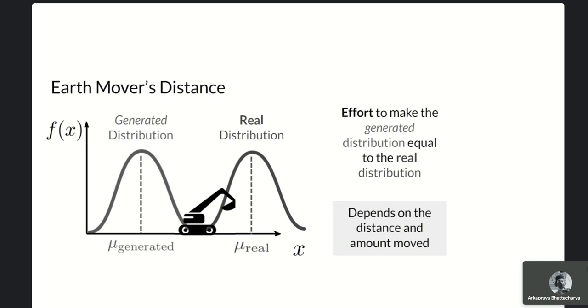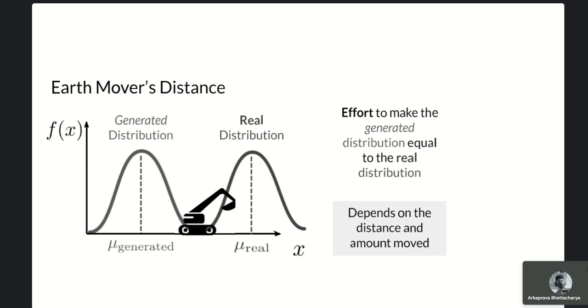So to overcome this problem, another loss function was introduced, which is called the Wasserstein loss function, which actually uses the earth mover's distance. And this cost function can overcome the problem of vanishing gradient which was found in the basic GANs. So this earth mover's distance actually measures the distance between two distributions.